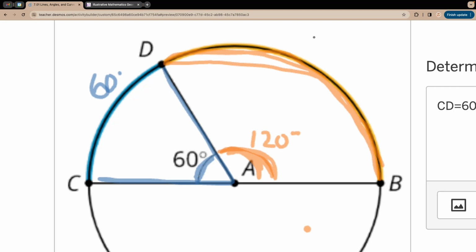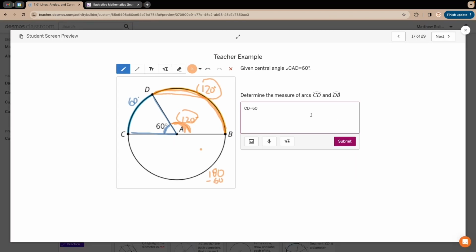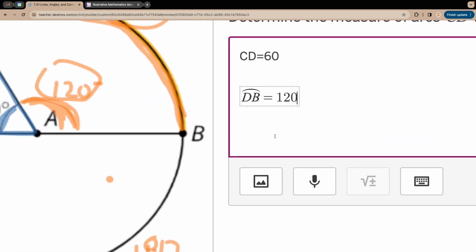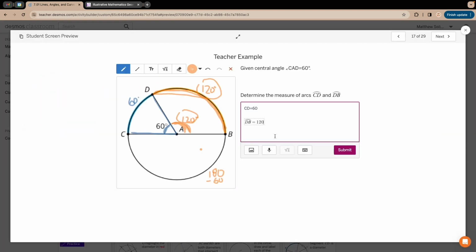So that means this arc is also 120 degrees, right? The central angle is equal to the arc. So now I know we got arc DB is equal to 120 degrees. So I just filled in CD and DB.